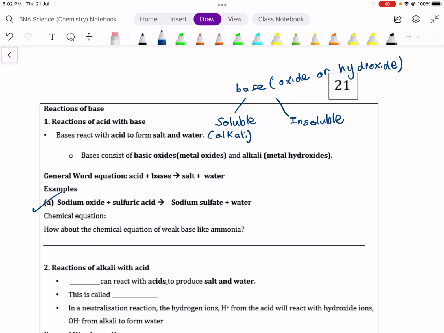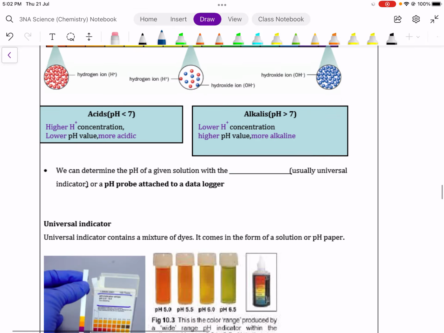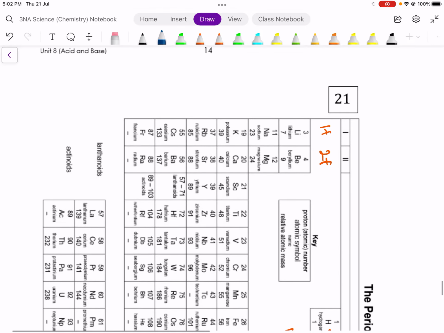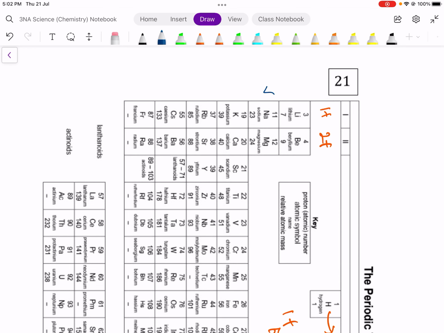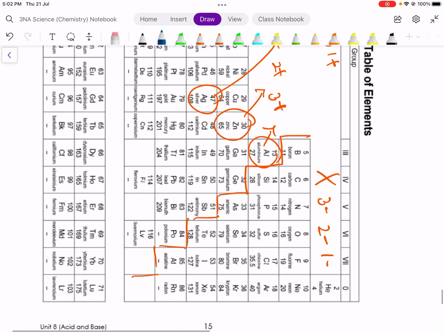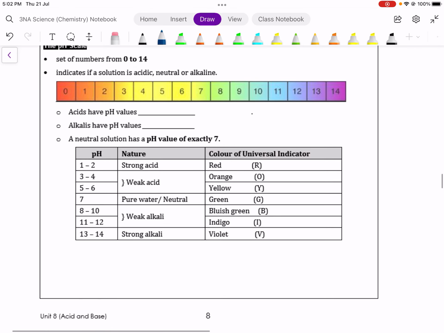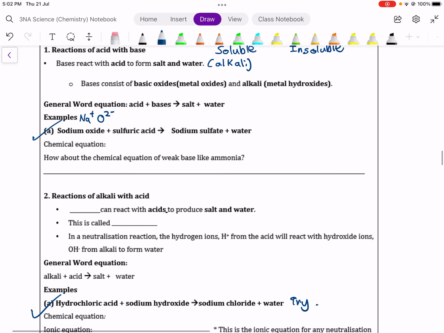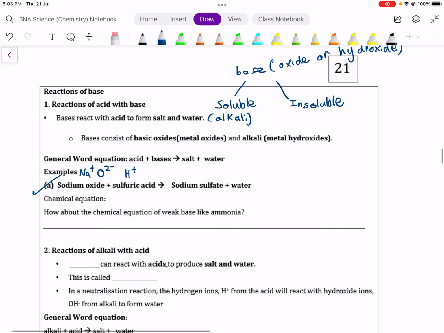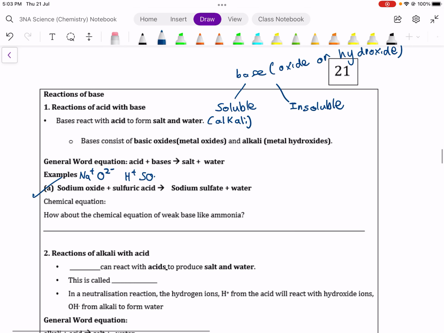So I have sodium oxide, so Na+ and O2-. How you can find this is you go to your periodic table at the end of the notes. You can see sodium is Na+, then oxide is group 6, 2-. So check your periodic table at the end of the notes. Then I have sulfuric acid. Acid means H+, then sulfate is SO4 2-.